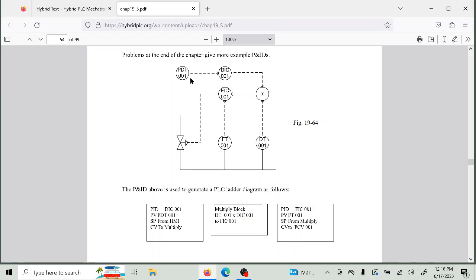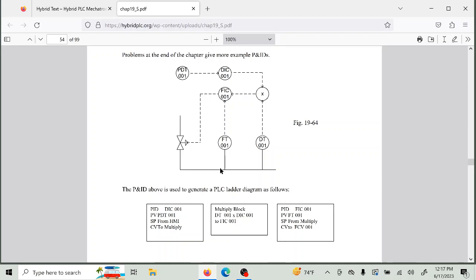If there is a T, it's a transmitter, that's a process variable. The IC is controllers, DIC, FIC, those are PID controllers. The flow transmitter, that's a process variable, and then the valve is the output. So again, you have clues, and sometimes you have to deduce certain things, but basically from a P&ID drawing, you can start the process of making up your blocks for your PLC.